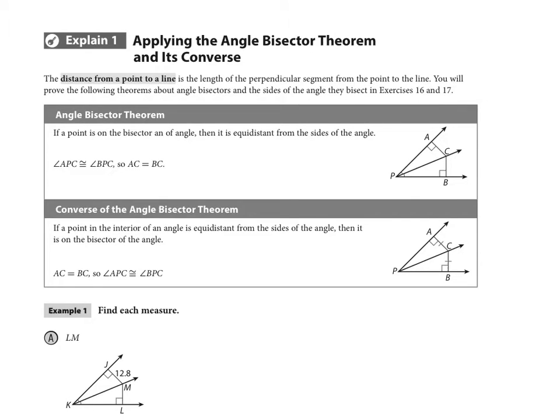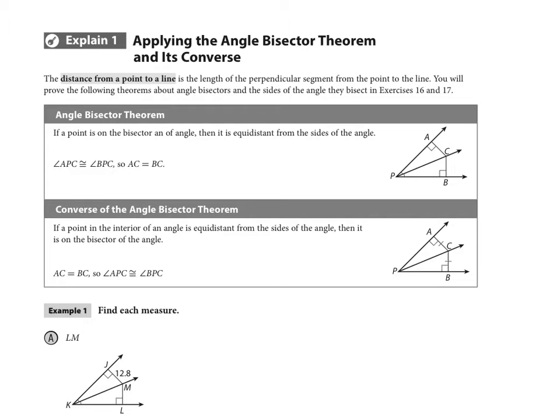In this lesson we are going to be talking about the angle bisector theorem for triangles and its converse, and talk about how to find measures in triangles that have inscribed circles in them. So just a quick overview here.